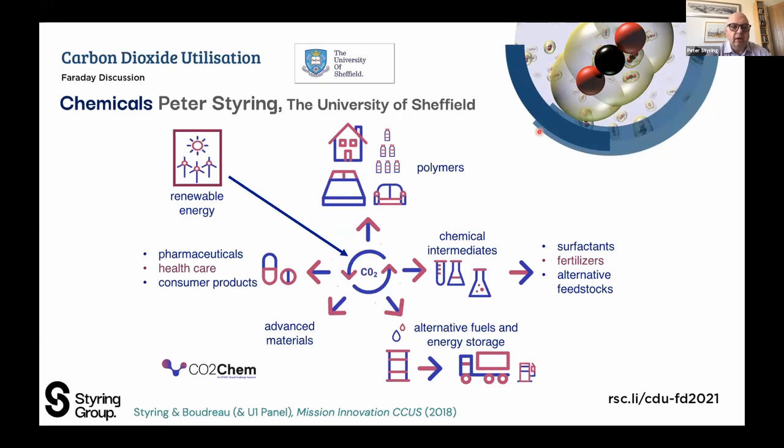I'm going to talk about chemicals and policy interventions. And this was a slide we put together in 2017 for Mission Innovation, which was the G20 plus the EU who met in Houston, Texas. And you can see the vast array of chemicals that you can make. And as Katy said, this is moving towards a circular rather than a linear economy.